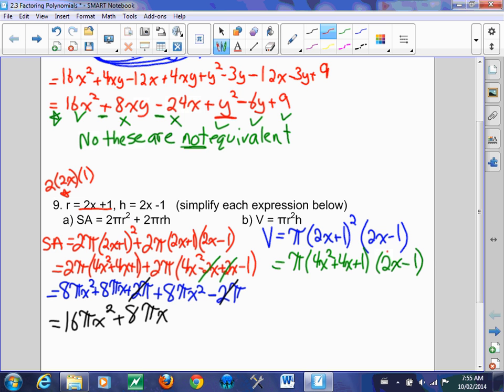And then I'm just going to do it a little different, ladies and gentlemen. Since this is a binomial, I'm going to take the first term in the binomial, multiply it by every term in the trinomial, and I'm going to take the second term and multiply it by every term in the trinomial. Okay, that's the order I'm going to go.